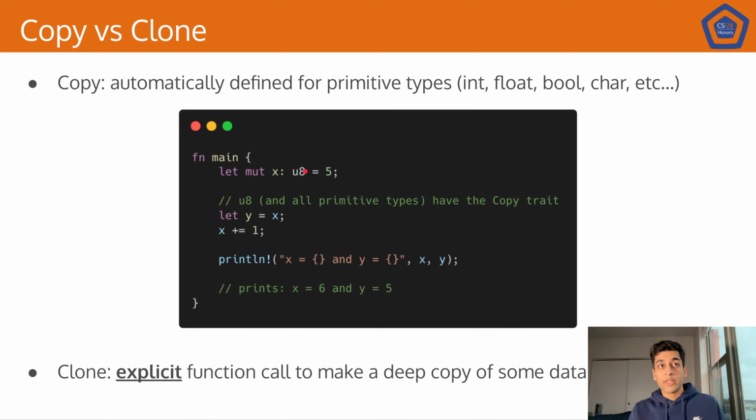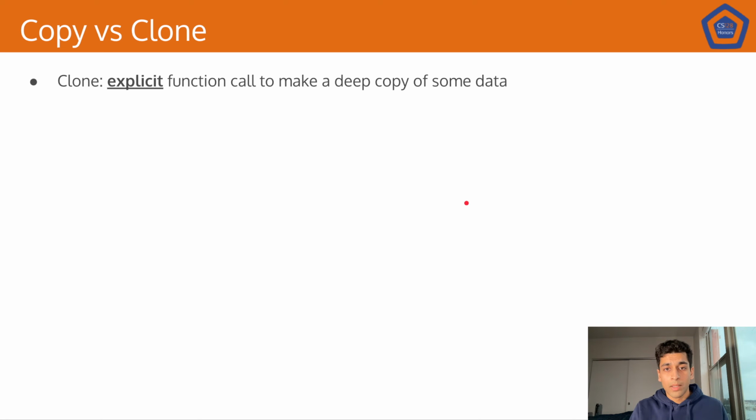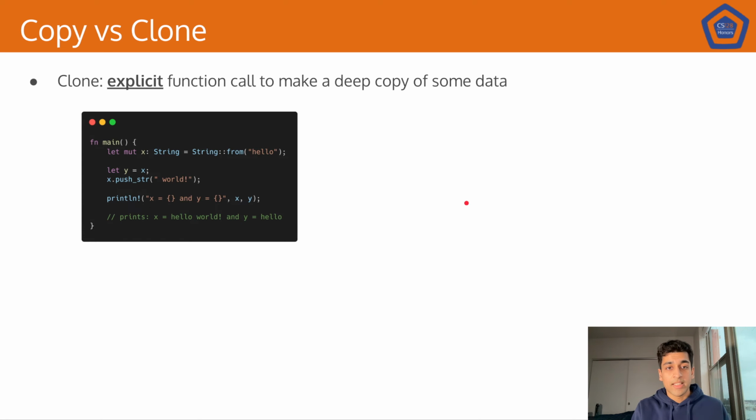And so when we say clone, it is an explicit function call. We have to say .clone to make a deep copy of some data. You're saying that my data might potentially be large, hundreds of thousands of bytes, and I'm intentionally saying I want to copy that. Rust will never assume that you want to copy a large piece of data. You have to actually tell it to with the clone function. So like we said, clone is this explicit function call.